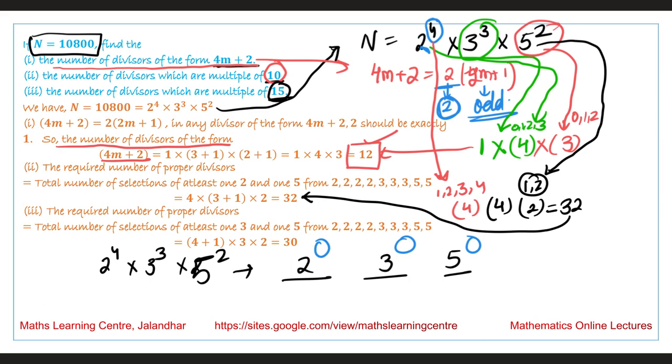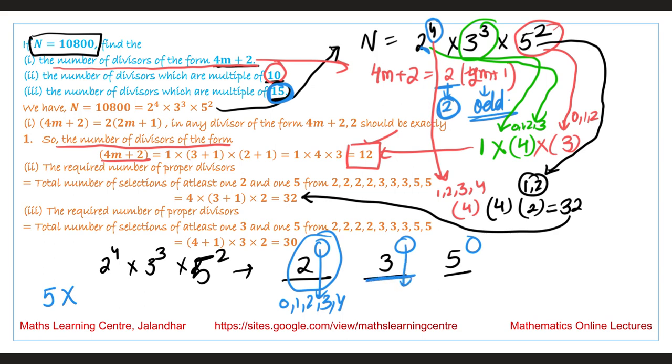And it's 15. It should be a multiple of 15. It means that 2 can have any power. It can have power from any of these numbers 1, 2, 3 and 4. So we have total 5 options to choose this. Next we are talking about 3.